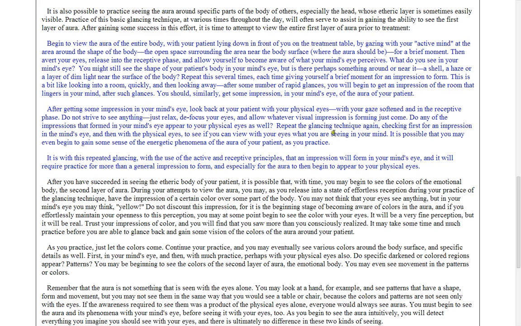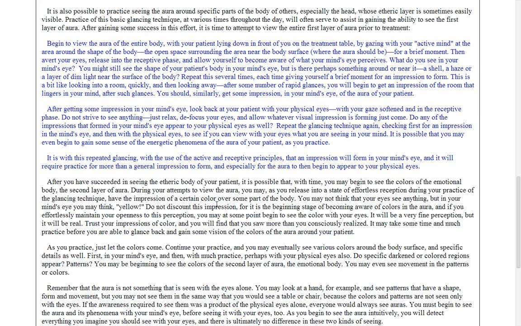Repeat the glancing technique again, checking first for an impression in the mind's eye, and then with the physical eyes, to see if you can view with your eyes what you are seeing in your mind. It is possible that you may even begin to gain some sense of the energetic phenomena of the aura of your patient, the way it moves, the way it flows, because chakras and auras are constantly moving and flowing. They're not stationed and stabilized. They're constantly moving in and out of position. So sense the energetic phenomena of the aura of your patient as you practice.